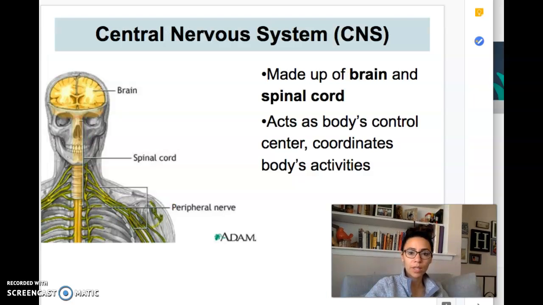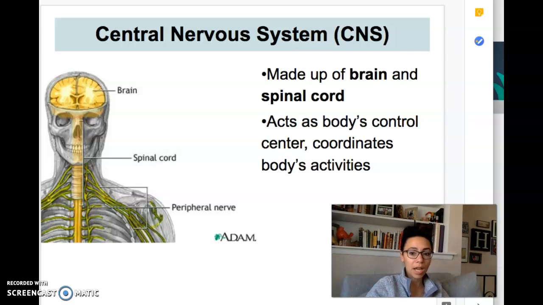So let's start with the nervous system, which is divided up into two different sections. The first section is the central nervous system, or the CNS. If you think central, right, in the center of our bodies, it is made up of the brain and the spinal cord. Those act as the body's control center, coordinating body activities. It's the processing center where we're making decisions.